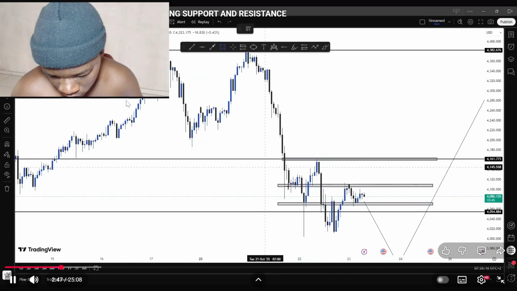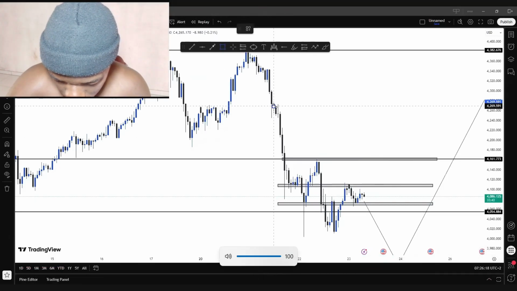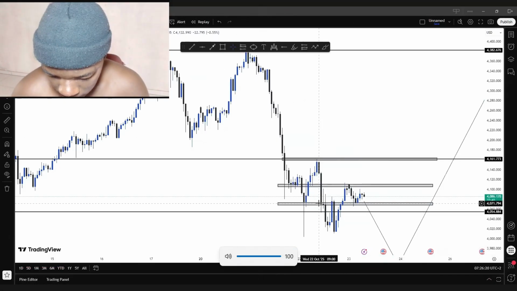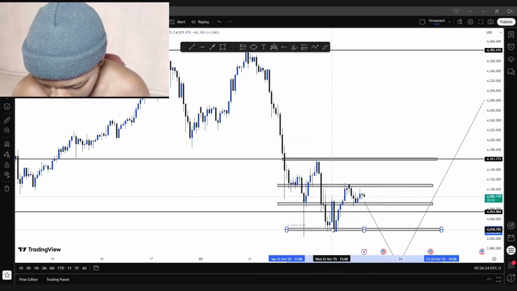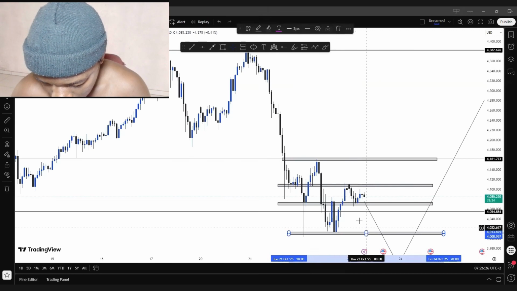Place, and then once it reaches there, this is where you're gonna engage. Understand? So now I'm just gonna be doing support and resistance. I like to see support and resistance wins, and I see it winning.